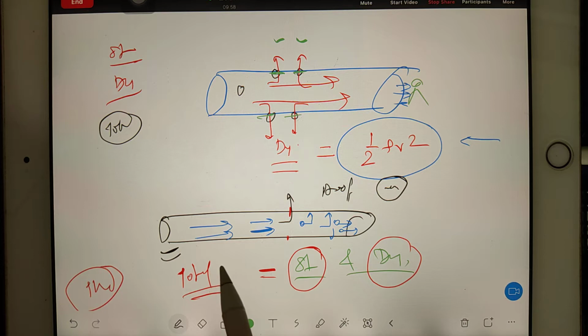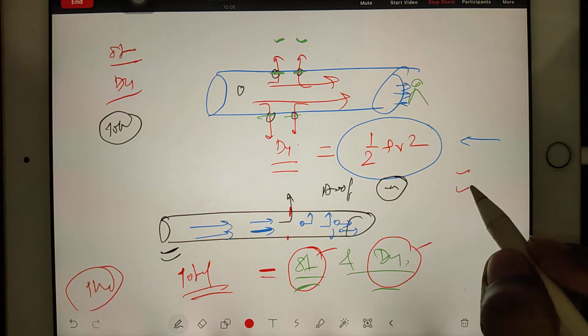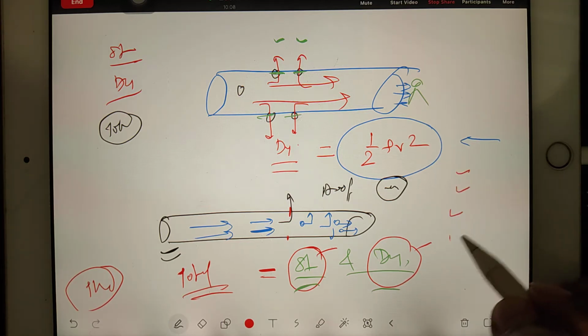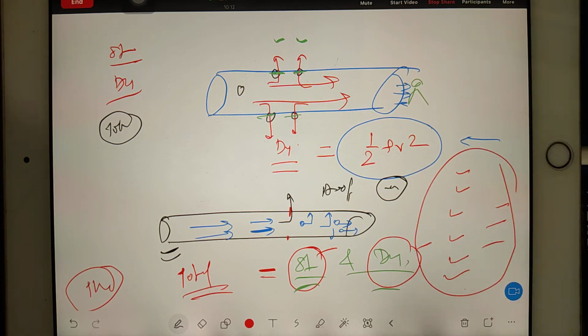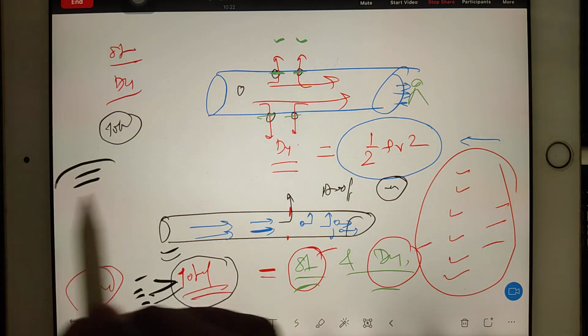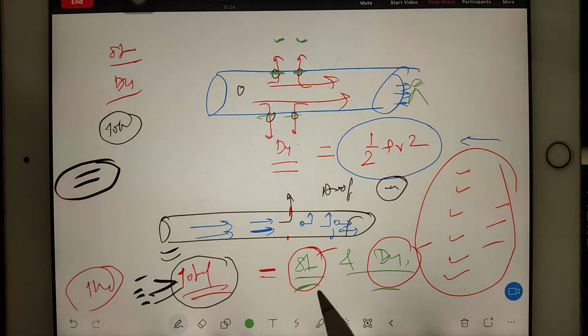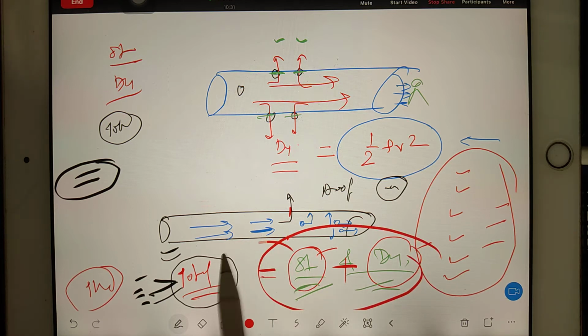Other than these two pressures, we have some more pressures: hydrostatic pressure, vacuum pressure, positive pressure, negative pressure, and so on. Everything I will teach you in detail. Currently you understand total pressure is the sum of all the possible pressures at that location. But currently in my example, I am focusing only on two different pressures. One is static, one is dynamic. So static pressure plus dynamic pressure gives you total pressure.